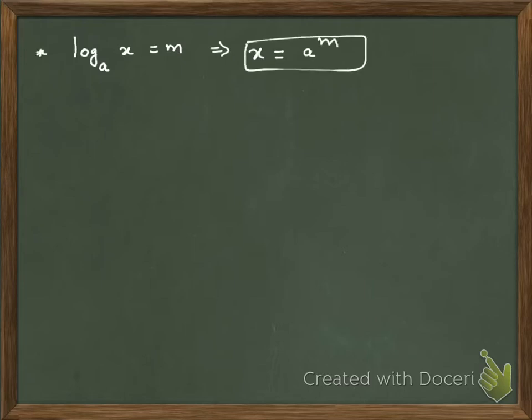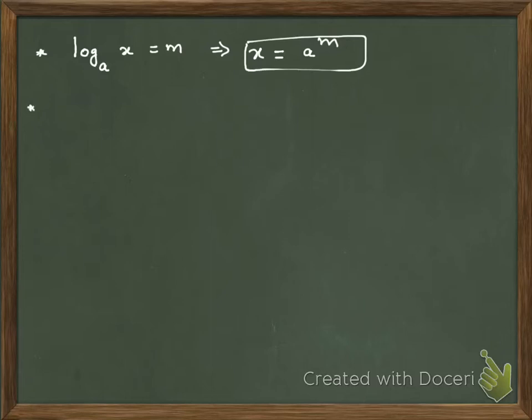So now in logarithms, you will have directly some log function like this, where you will write log x to the base a equal to m. If you write that, then you can think of it in the opposite sense, where your x is equal to a power m. If you have a logarithmic function log x to the base a equal to m, then that will become x equal to a power m.